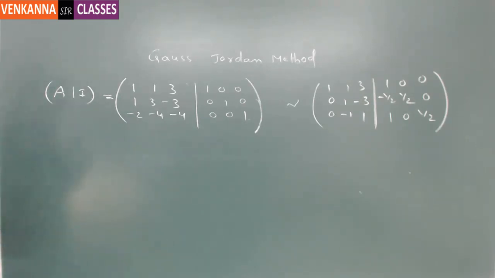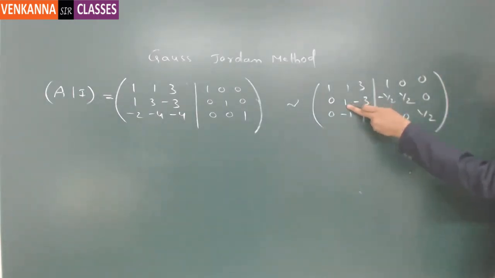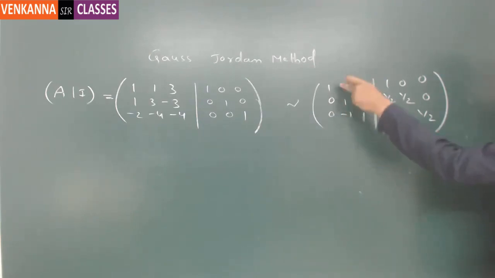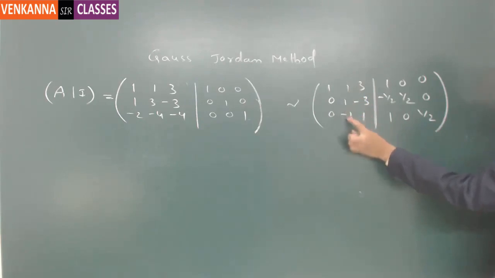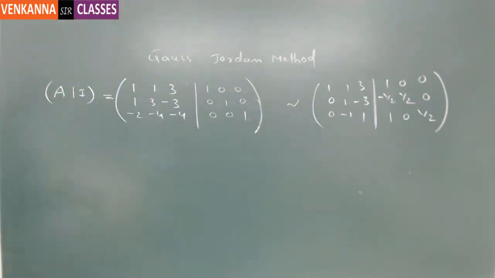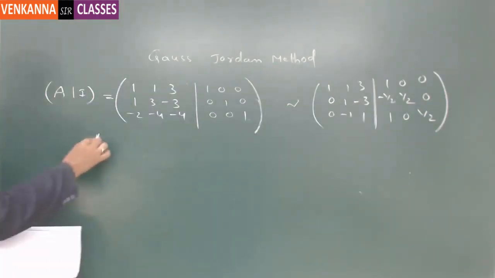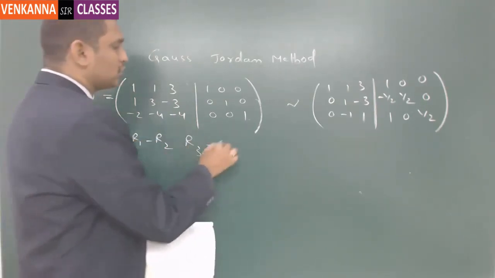So once we have done with this, based on this diagonal element, I am going to make these two as 0. So I am making R1 this part as 0 using this, R3 this part as 0 using this. So the respective operations are given by R1 tends to R1 minus R2 and R3 tends to R3 plus R2.